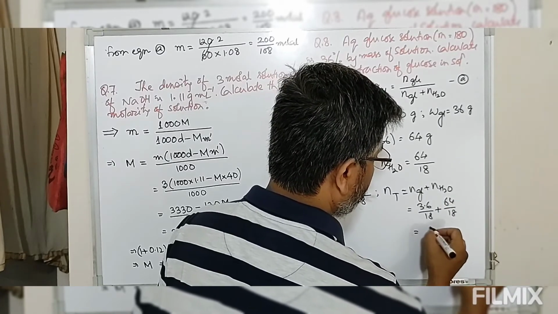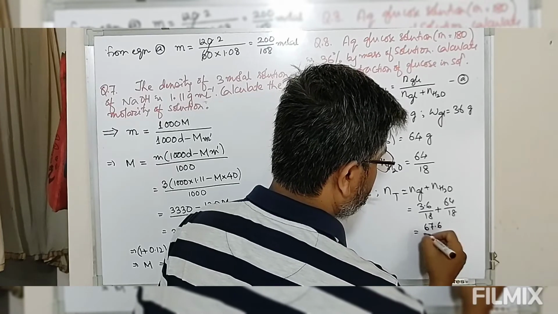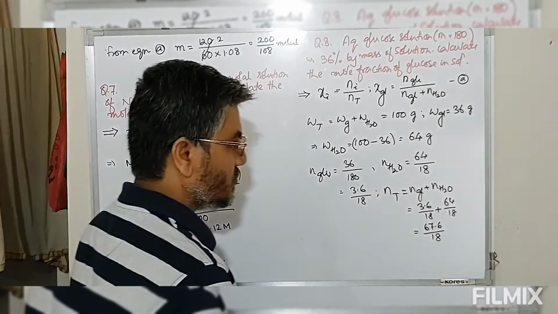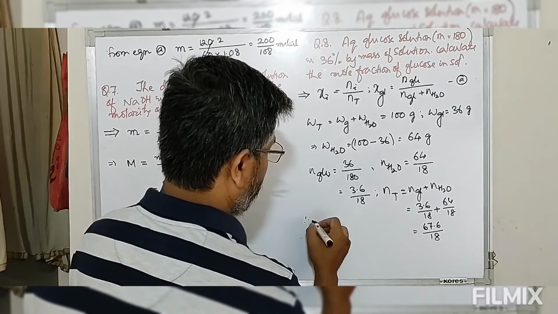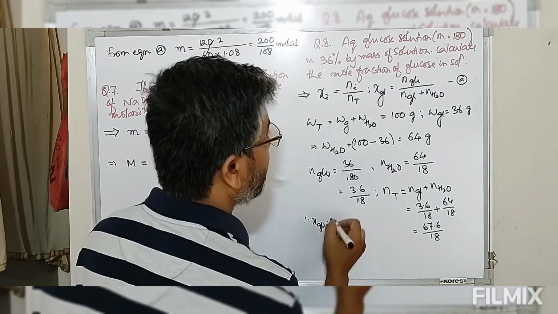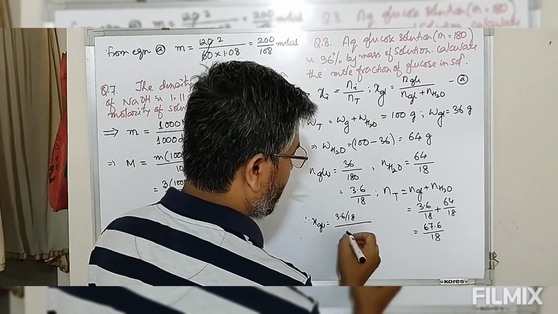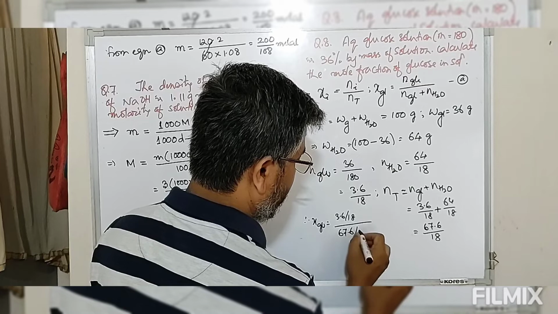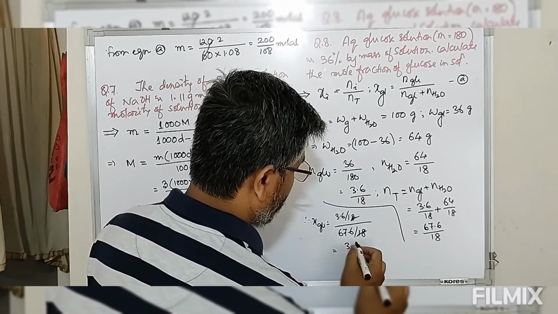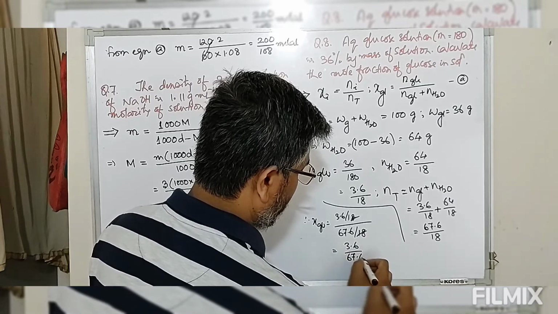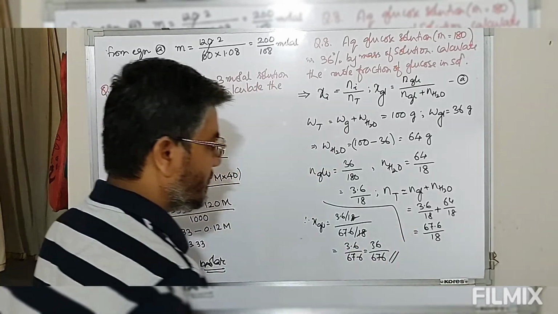So this comes out to be 67.6 divided by 18. So this is the total number of moles. Therefore, the mole fraction of glucose is the number of moles of glucose, 3.6 by 18, over the total number, 67.6 by 18. So 18 cancels out. So this is 3.6 by 67.6, or we can say 36 divided by 676. So this is the mole fraction of glucose.